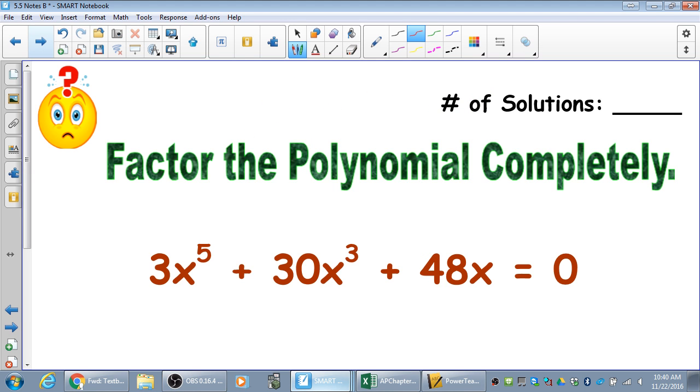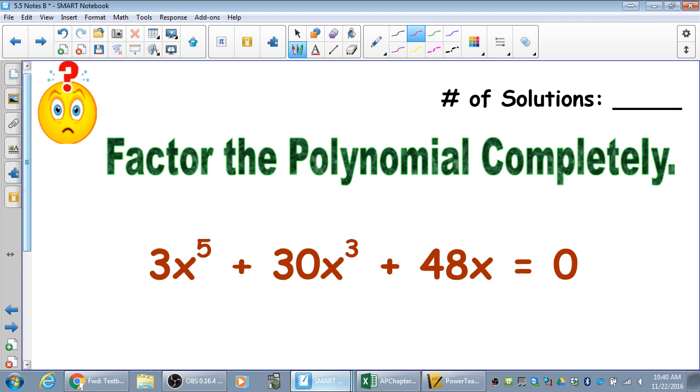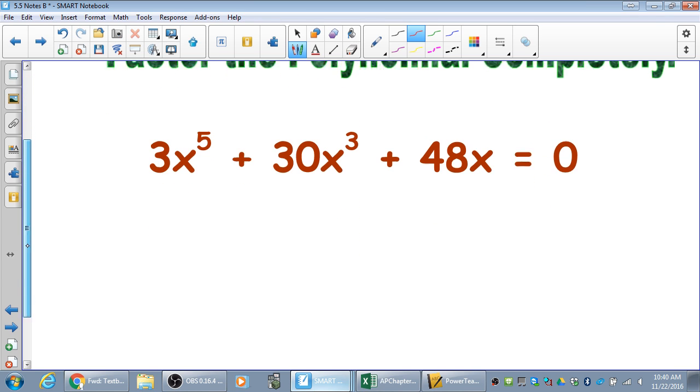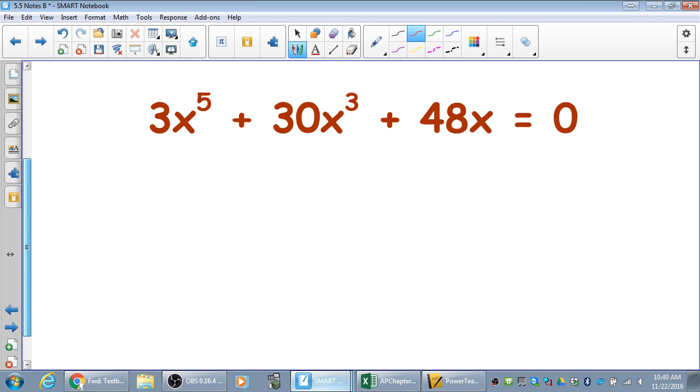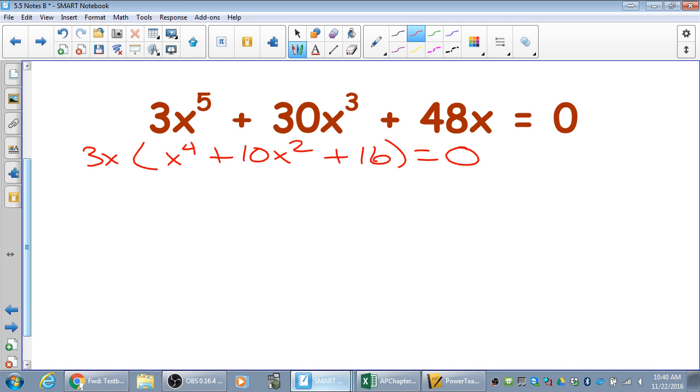What else do we have? Let's keep rolling. Number of solutions. Oh, 5 solutions this time. So there's got to be something different. And what's different is we can take a 3 out and an x out. So let's take a 3x out. That's going to be x to the 4th plus 10x squared plus 16 equals 0. Factors of 16 added to 10 is 8 and 2. We have x squared plus 8, x squared plus 2.